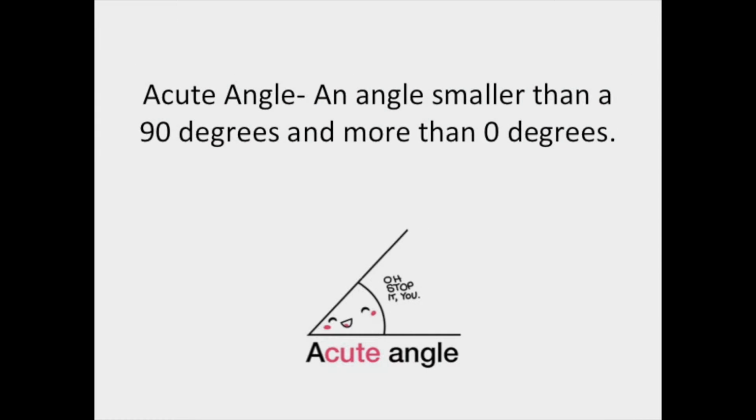The first and smallest of angles is an acute angle. It's an angle smaller than 90 degrees, but more than 0 degrees. You can remember this by calling it a cute little angle.